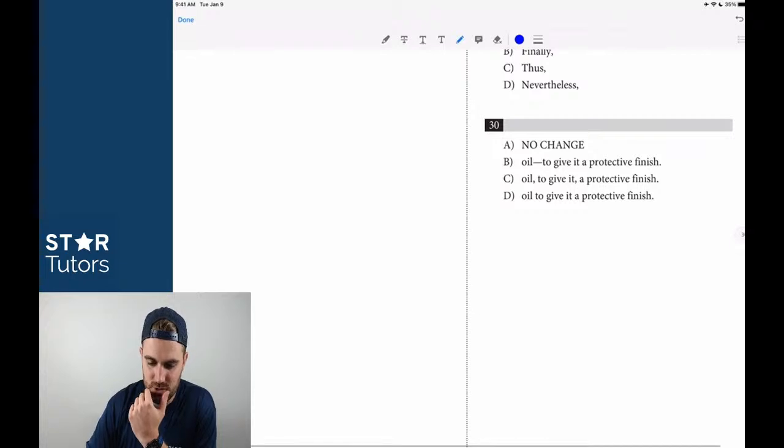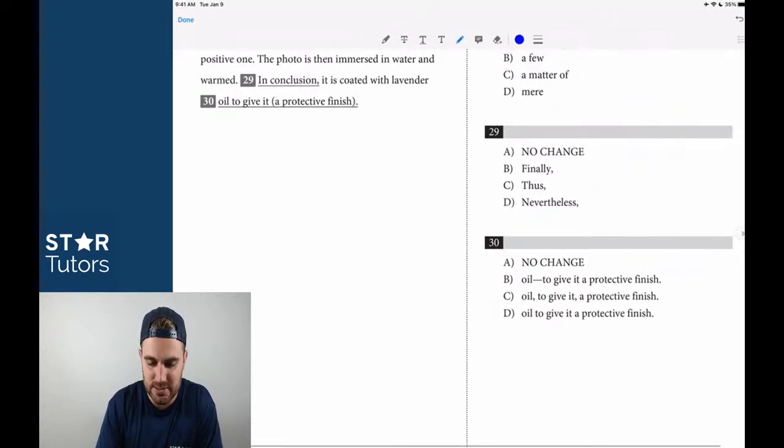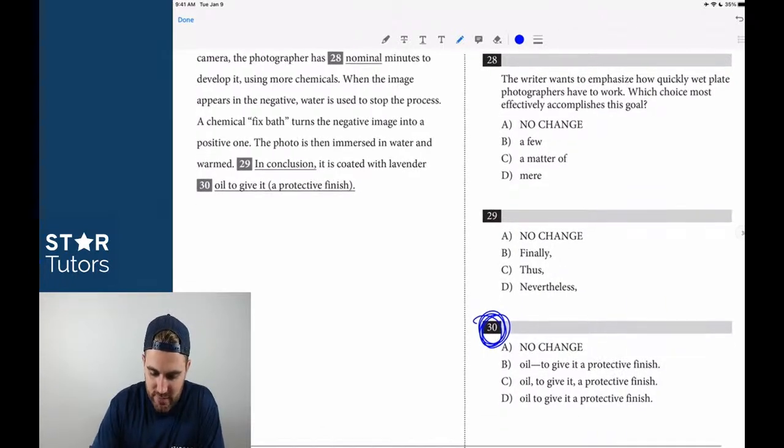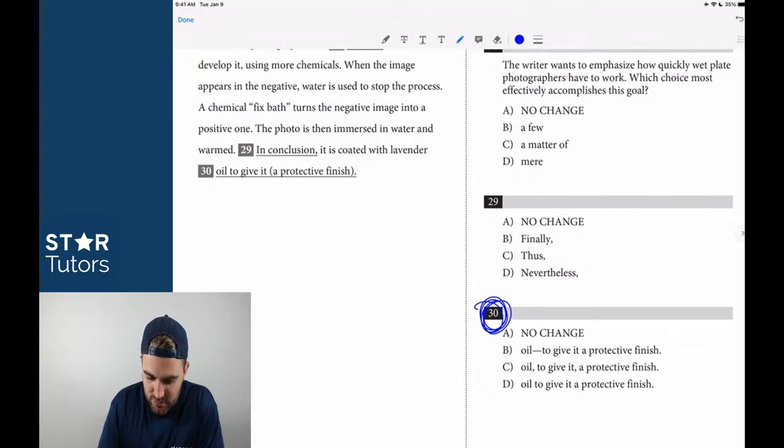Here's one. So number 30 on test number 9. I may have missed a few while I was scrolling through really quickly. Let's see. The photo is then immersed. So we have commas here. Do we have anything else? We have periods at the end of each one. So the period's not going to be effective. So let's start with our dash. And again, in this case, we don't have 2 dashes. Okay? We don't have 2 dashes.